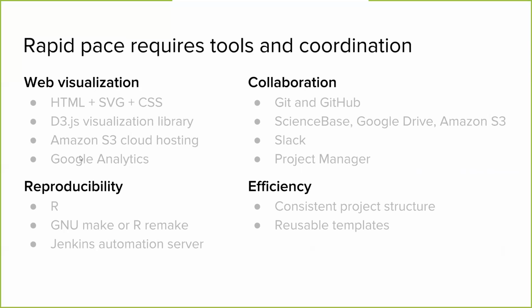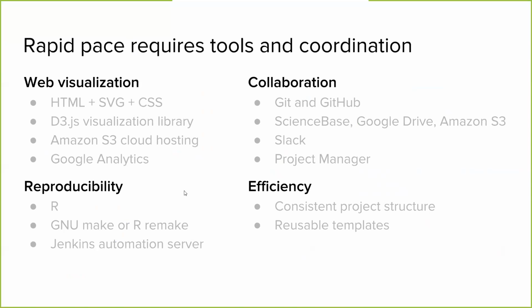I'd say this top left category of web visualization, these are the tools that really form the basis of the visualization itself. So we build our visualizations as web pages with HTML and CSS for styling. We use SVG for graphics, and then we use the D3JS visualization library to manipulate SVGs and make them animated and make them true to the data that we're putting into them. We host our web pages through Amazon S3 and an agreement that USGS has with cloud hosting solutions with Amazon. And then we always embed analytics, and we use Google Analytics so that we can tell how many people are coming to our web page and where they're looking and what they're doing on the page.